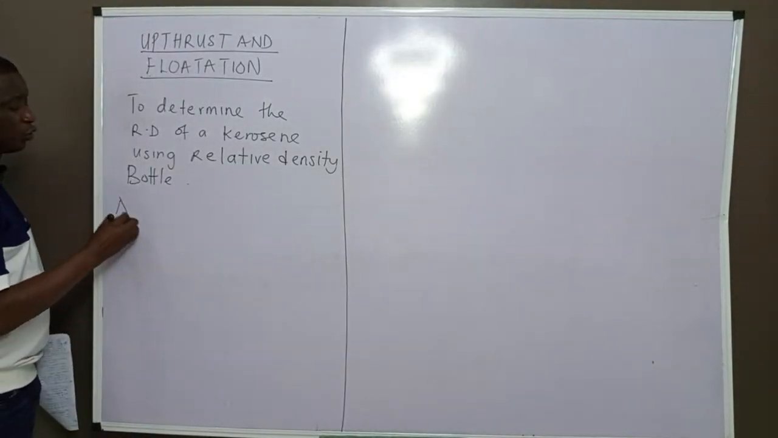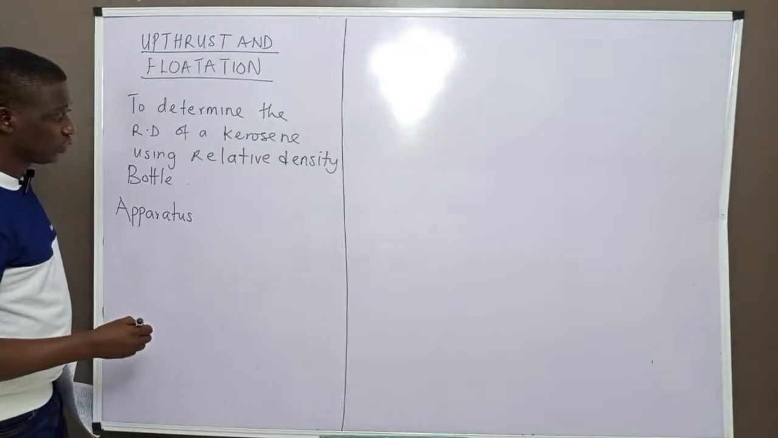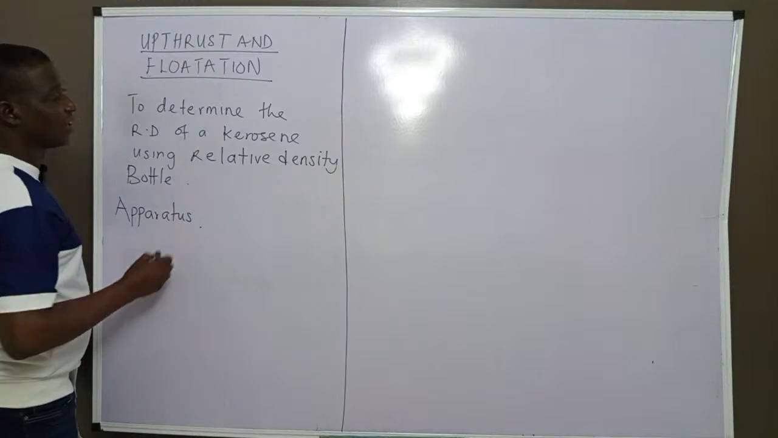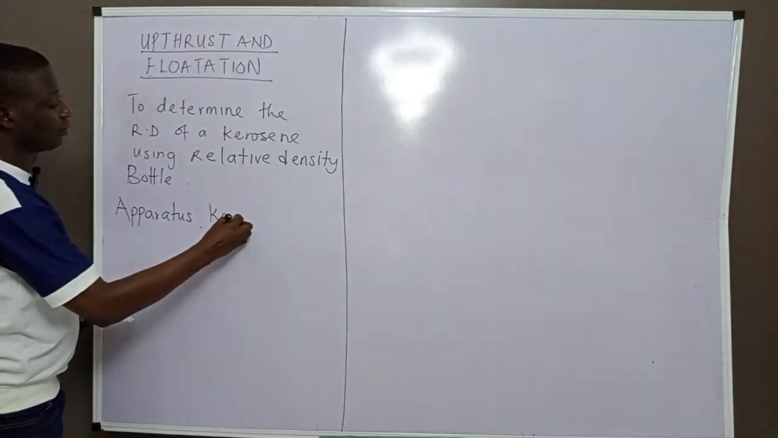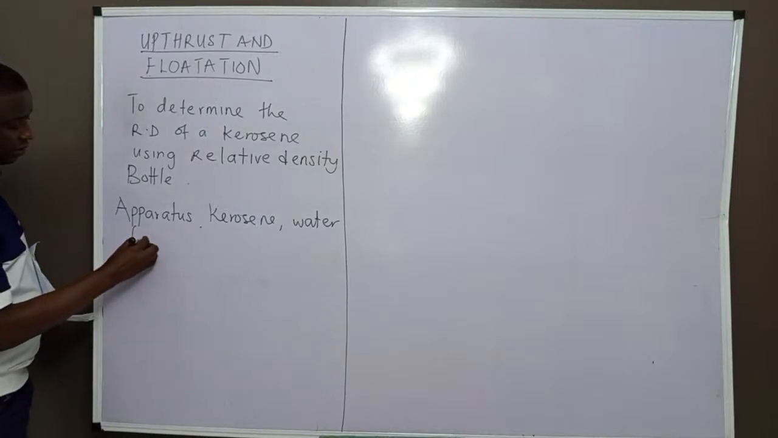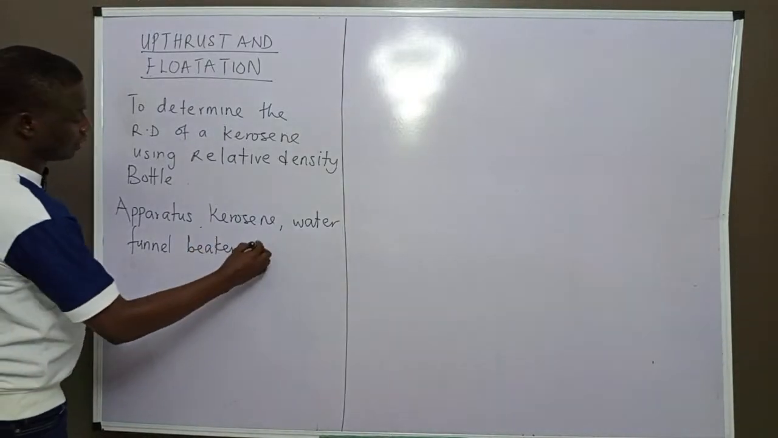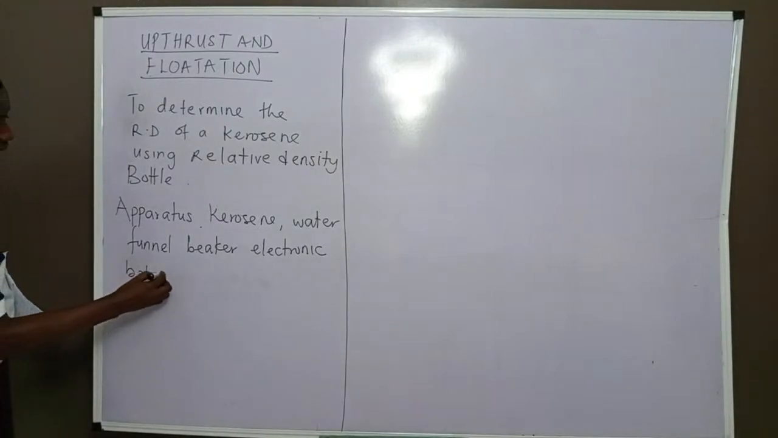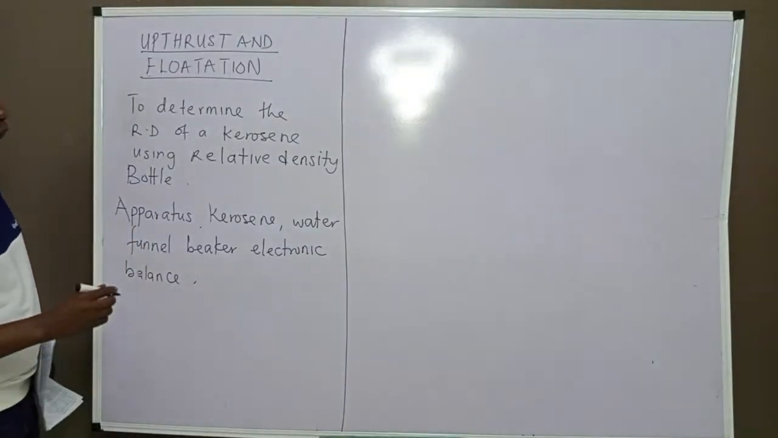Now, what are the things you are going to need in the apparatus? You are going to need your electronic balance. You need your kerosene. You need water. You need a funnel, and you need a beaker. Then you need all these ones. Now, what do you do first?